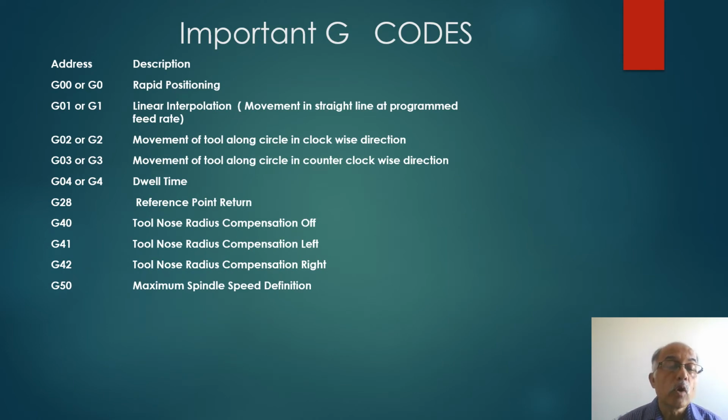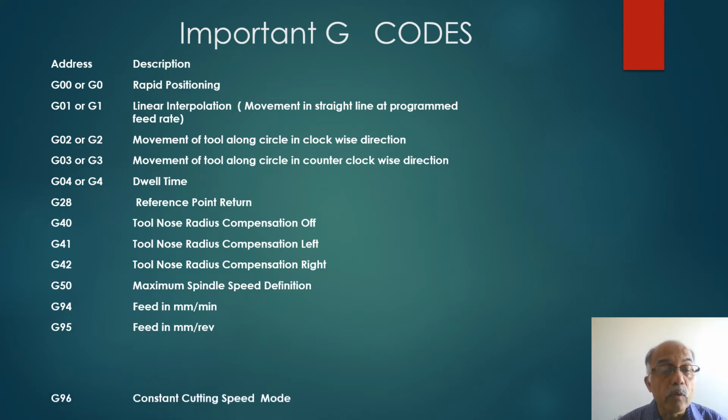When we use constant cutting speed mode, then we should define the maximum spindle speed. G50 code is used to define maximum spindle speed. G94 defines feed in mm per minute. G95 is code used for defining feed in mm per revolution.